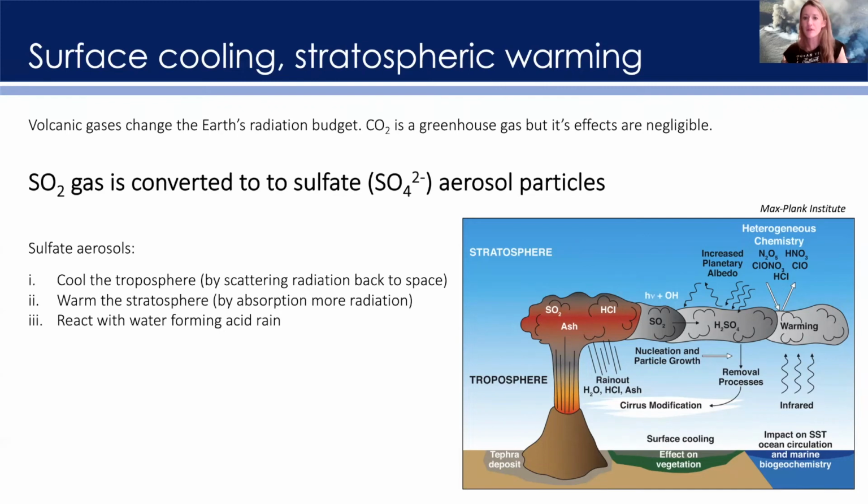So let's think for the moment about SO2. Large volcanic eruptions produce cooling at the Earth's surface and warming up in the stratosphere. And this can generally persist for 2 to 3 years after a major eruption.